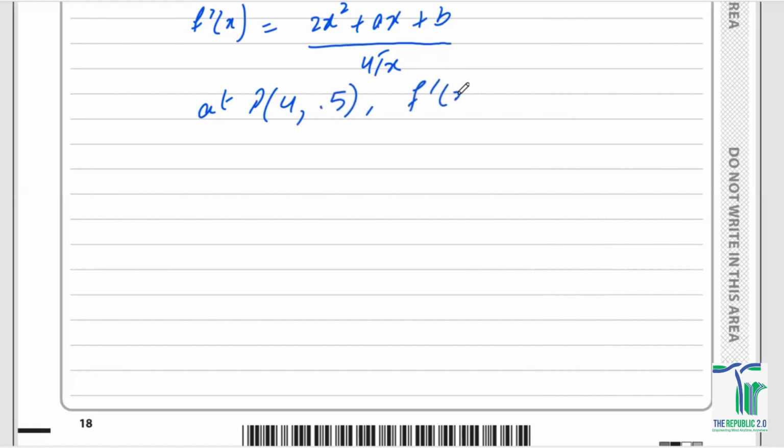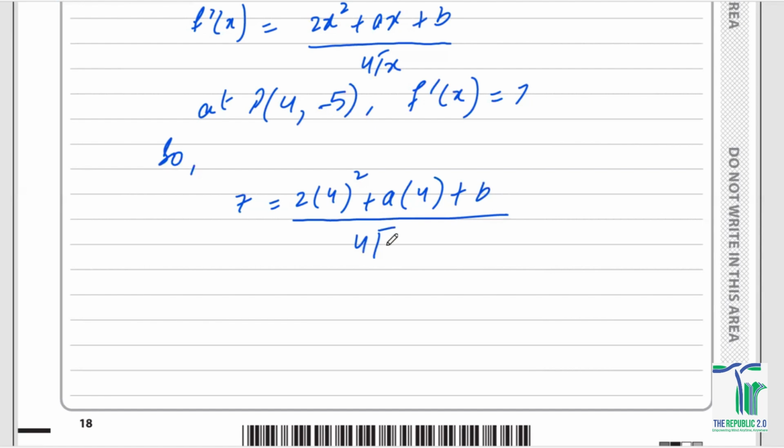The tangent is 7. So I'm just going to replug all these values. In the place of derivative, I'm going to write 7, and I'm going to plug the point 4 and negative 5 into this derivative. So 2 times 4 squared plus a times 4 plus b, divided by the 4th root of 4. Now I'm just going to simplify that equation down. So 7 is equal to 4 squared is 16, 16 times 2 is 32, plus 4a plus b, divided by the 4th root of 4, which has to be 4 times 2, which is 8.